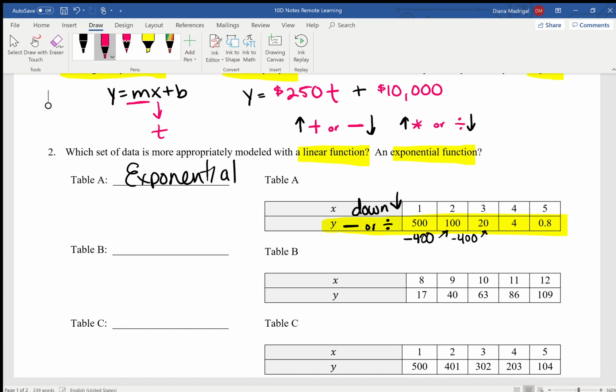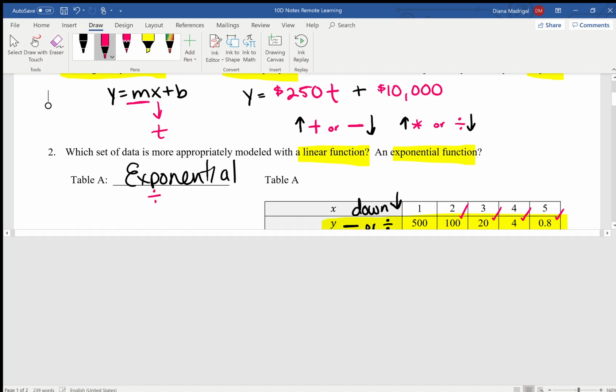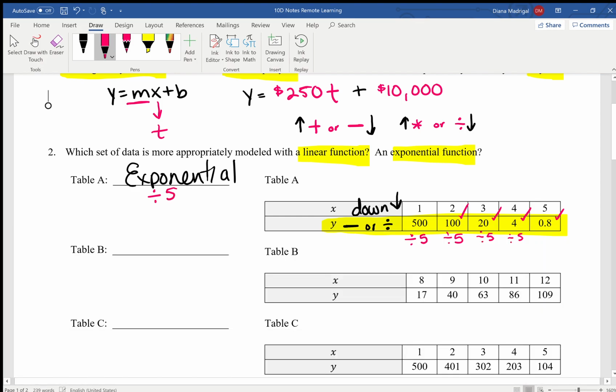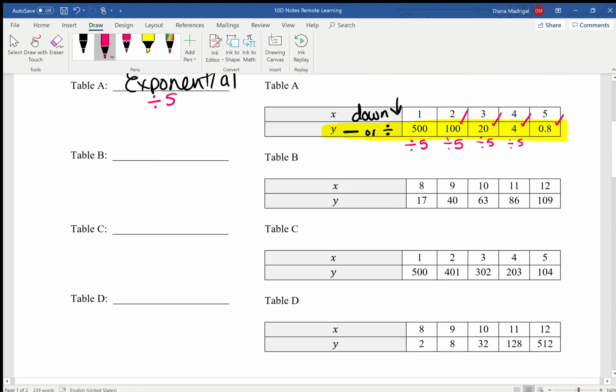Let's try exponential. I know I'm going to be dividing. I'm going to erase this because it didn't work. 500 divided by 5 gives me 100. This is true. 100 divided by 5 gives me 20. This is true. 20 divided by 5 gives me 4, and this is true. And lastly, 4 divided by 5 gives me 0.8. This is true, so it's exponential because it's dividing by 5. Pretty easy, right?